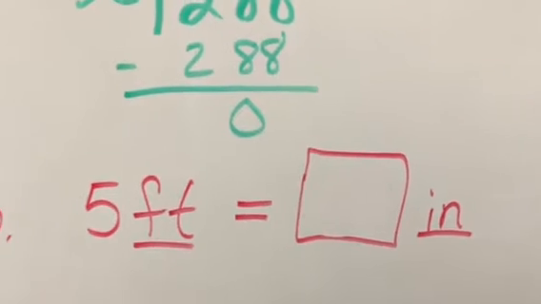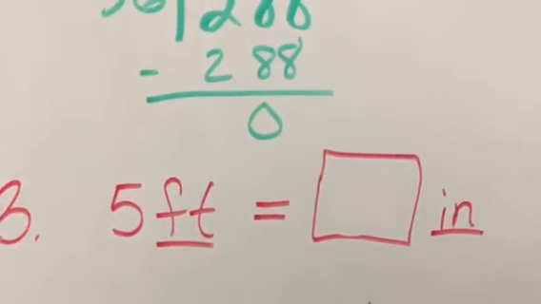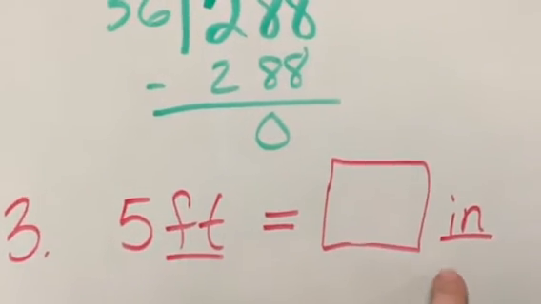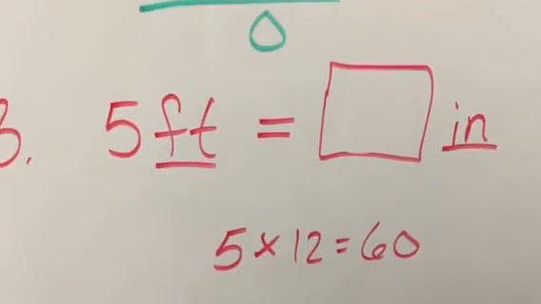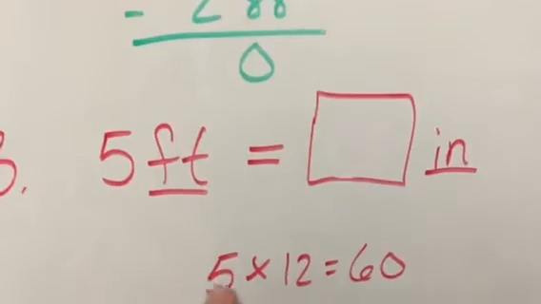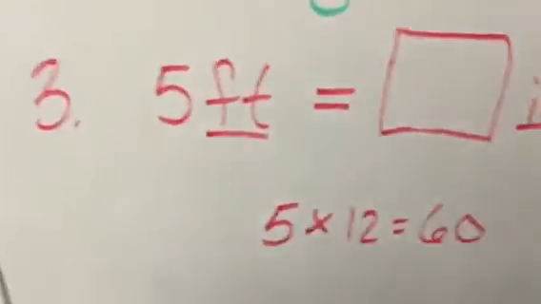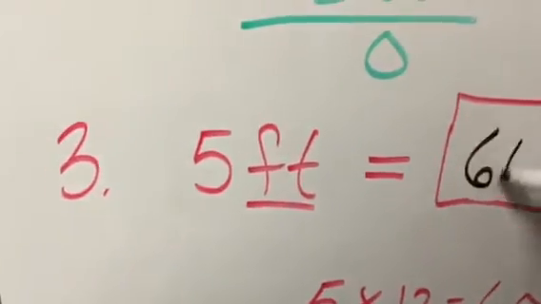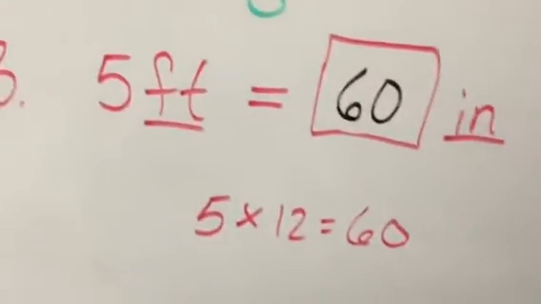5 feet equals blank inches. Now it's a little different. Now I'm going from big to small. So instead of dividing, I'm going to multiply. 5 times 12, because there are 12 inches in 1 foot. And that equals 60. So in my box here, I'm going to write 60.